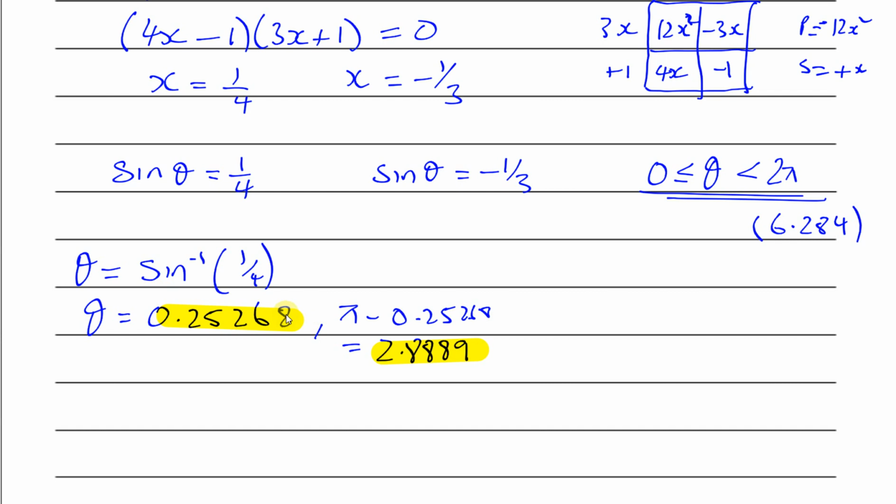From these angles, we can now generate all the other angles, and we stop when we're out of the range. Remember, the sine curve repeats every 360 degrees, or 2 pi because we're doing radians. 2 pi away from this will be the next angle which shares the same sine ratio. If you keep adding 2 pi's to those answers, you'll keep getting the angles which have the sine ratio of a quarter. But of course we need to stop when we get this far.